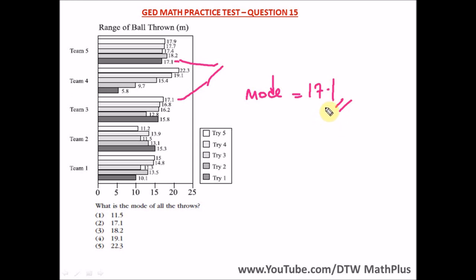Okay, so it's important we know all this when preparing for our GED math test. All right, so the mode for this question is 17.1, and our right option here is option 2.